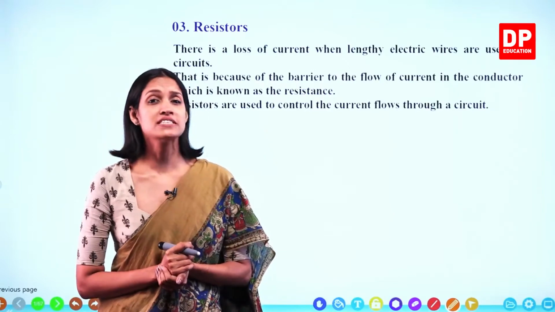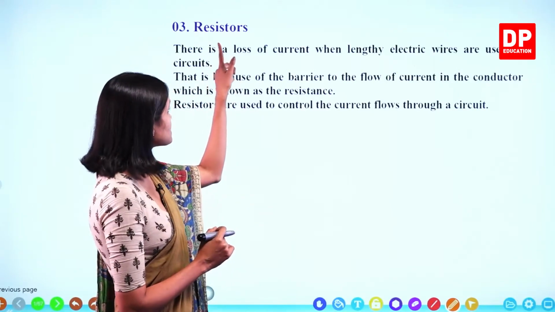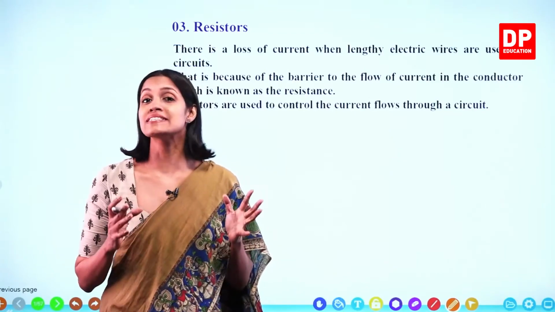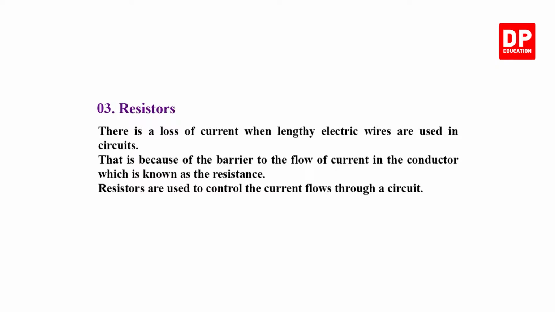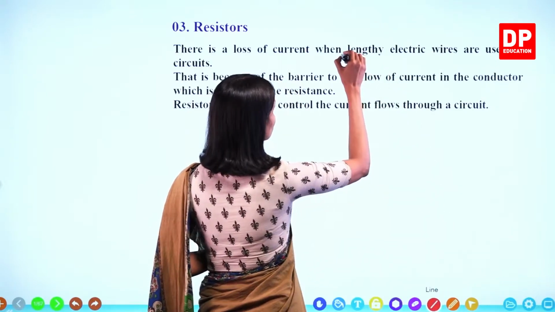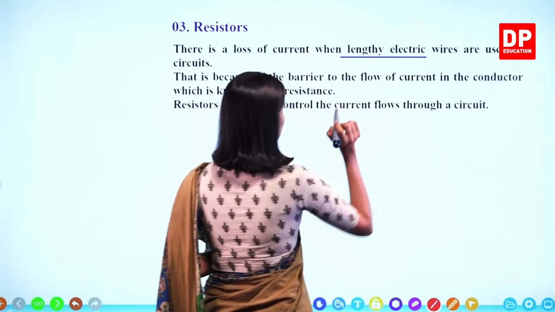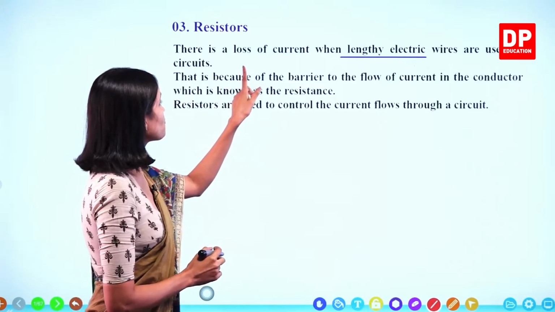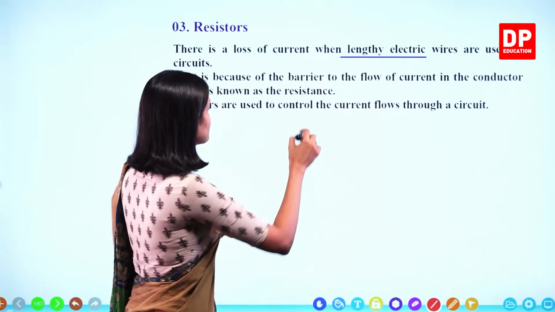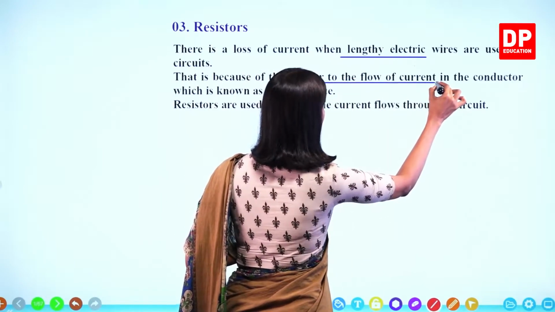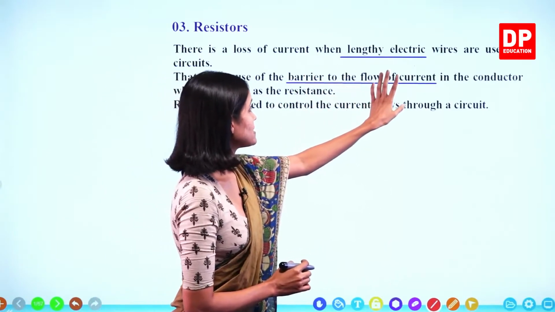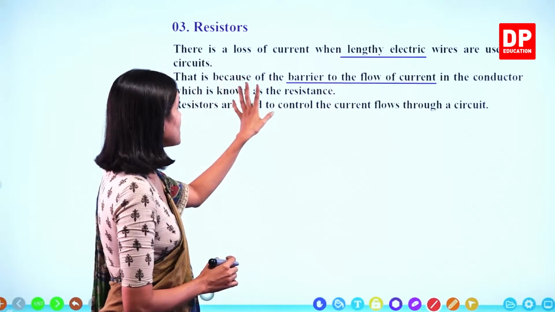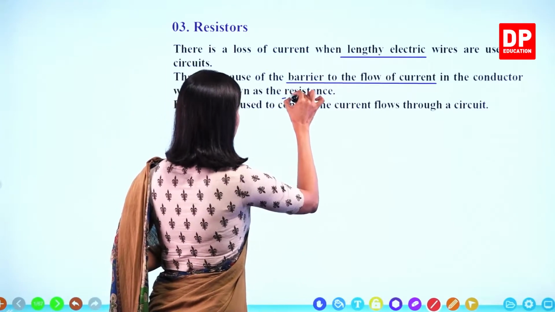What is the meaning of resistors, children? Before we learn about resistors, we have to learn about resistance. We'll go through this. There's a loss of current when lengthy electric wires are used in circuits. Lengthy electric wires, which means long wires. That is because of the barrier to the flow of current in the conductor, which is known as the resistance.